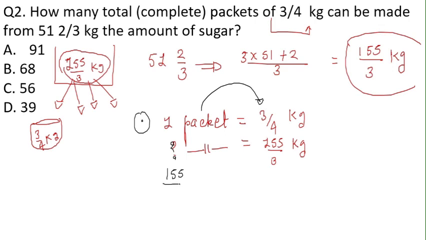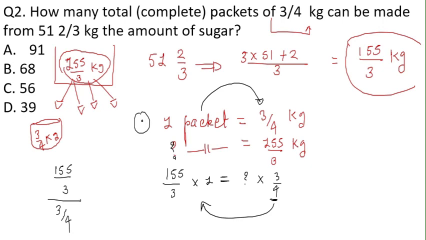This will give me 155 upon 3 into 1 packet is equal to question mark into 3 by 4 kg, right? So this will give me 155 upon 3. This is in multiplication. When I take this on the left hand side, this will go in division, that is equal to 155 upon 3 divided by 3 by 4. Can I write this as 155 upon 3 into 4 by 3? Yes, this was in division. I have simply converted numerator into denominator, denominator into numerator by changing the division sign into multiplication.